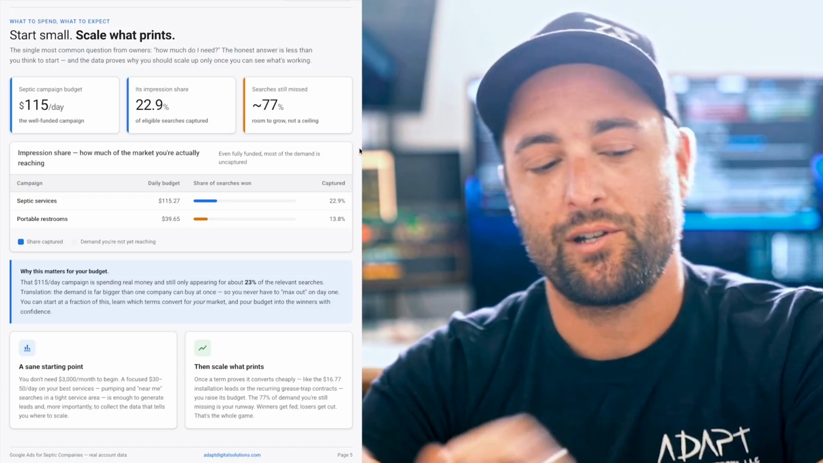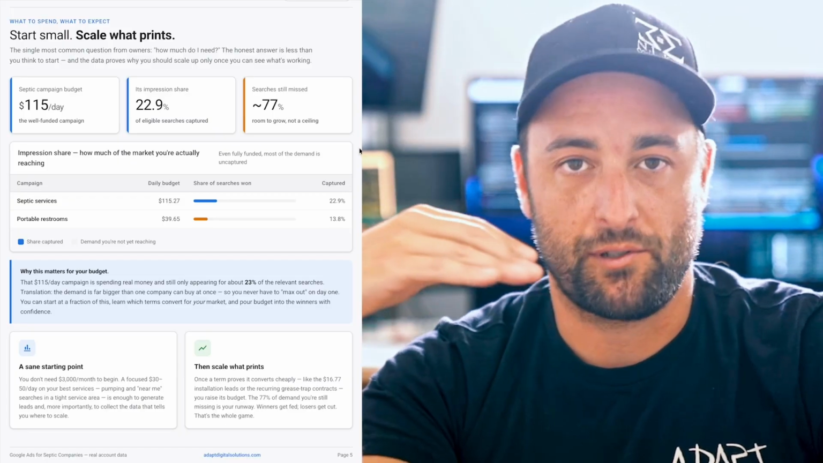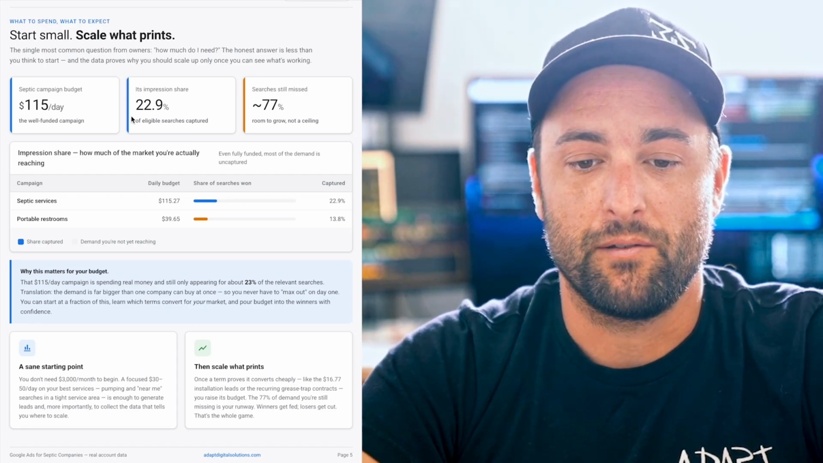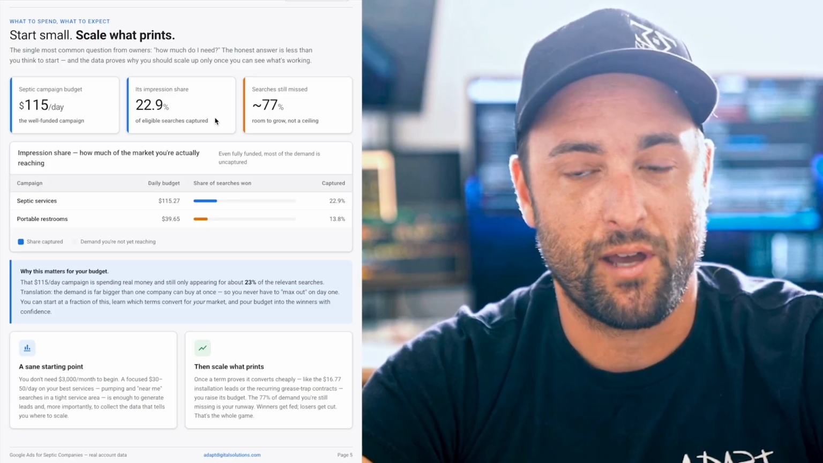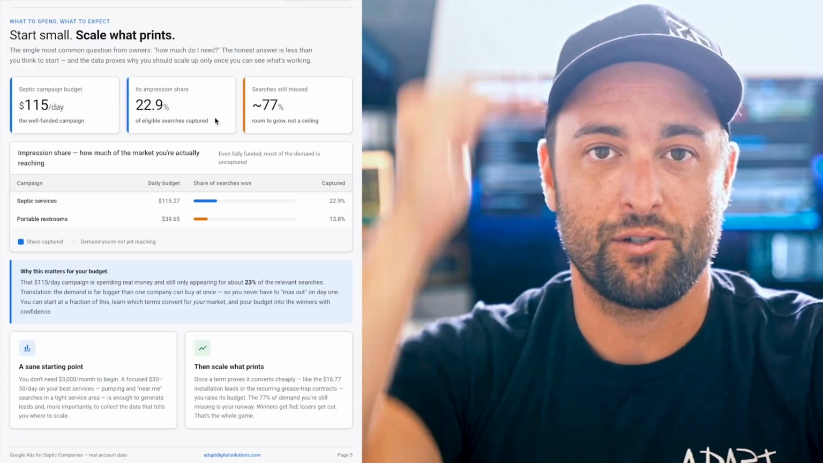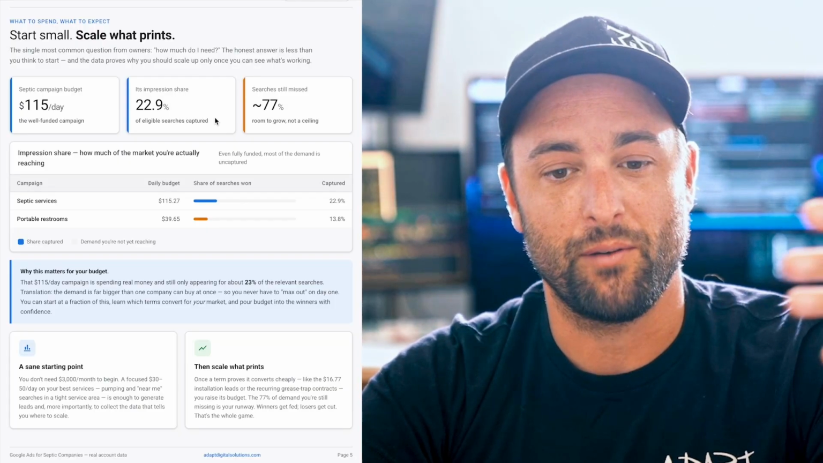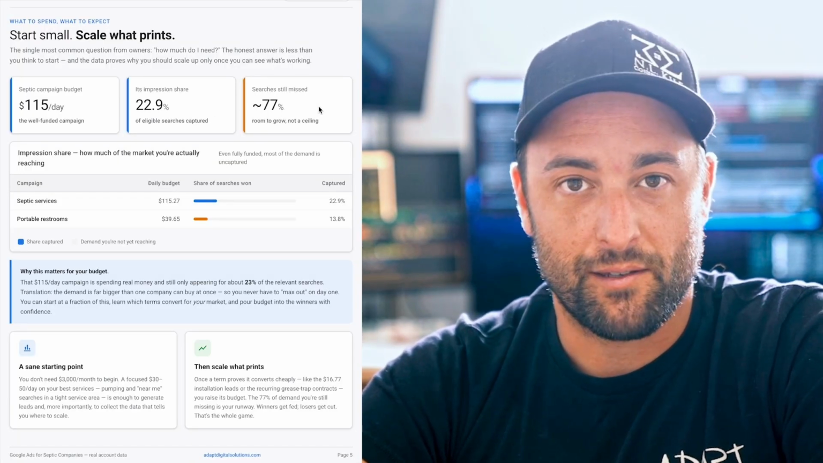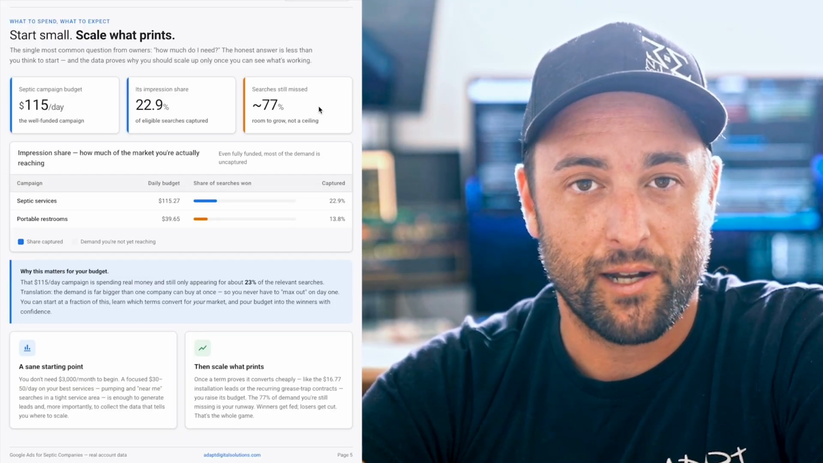So what impression share is: let's say 100 people search for these keywords that we're bidding on, and you can see we're showing up for about 23% of the impression share. That means of those 100 people that searched, we showed up 23 times. We showed up for 23 of them. So that means that we actually missed 77% of the searches, which is kind of crazy.